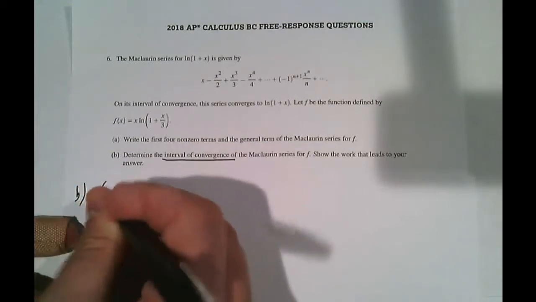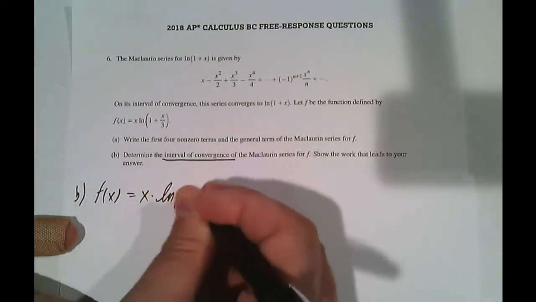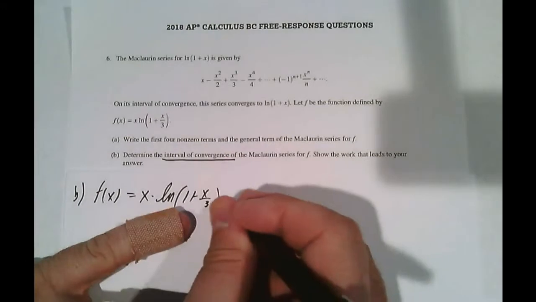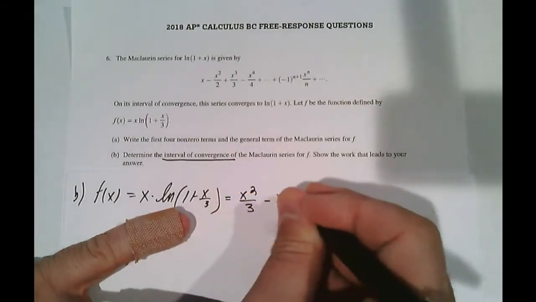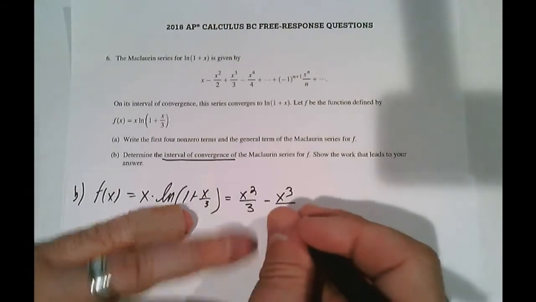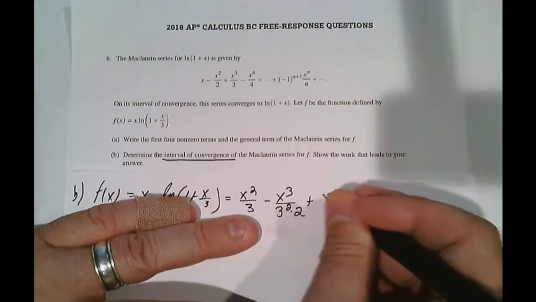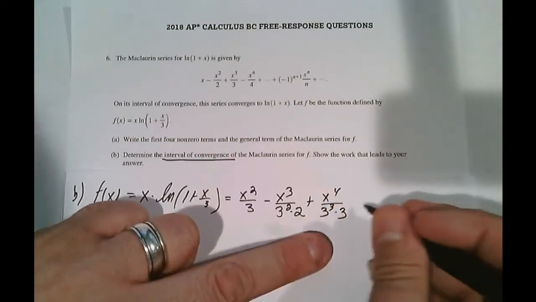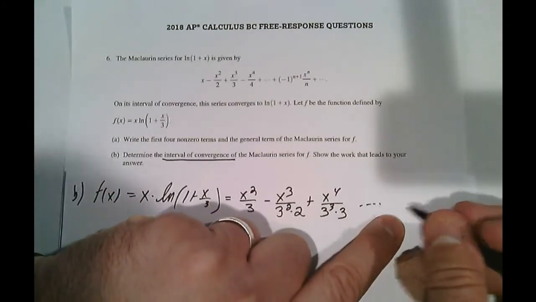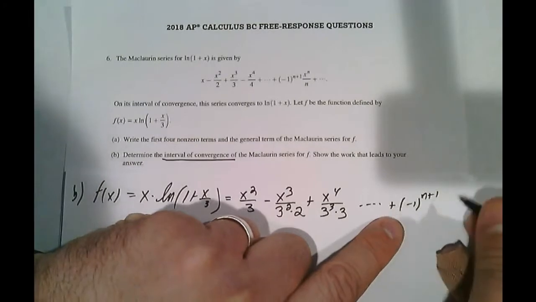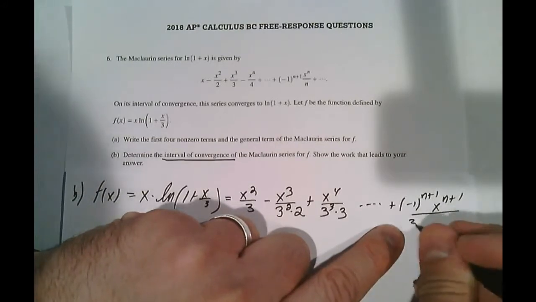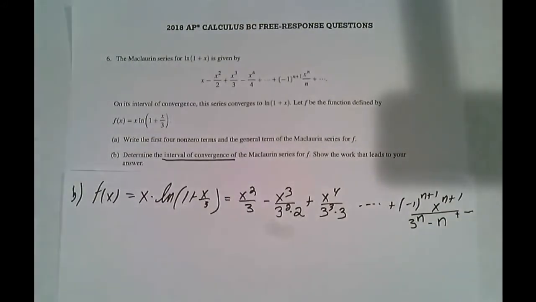Okay, so first of all, we need to remember that f of x is x times the natural log of 1 plus x over 3. And that was this expression, x squared over 3 minus x to the third over 3 squared times 2 plus x to the fourth over 3 cubed times 3, dot dot dot. And then the generator was negative 1 to the n plus 1, x to the n plus 1, over 3 to the n times n, plus all the terms that come after that.